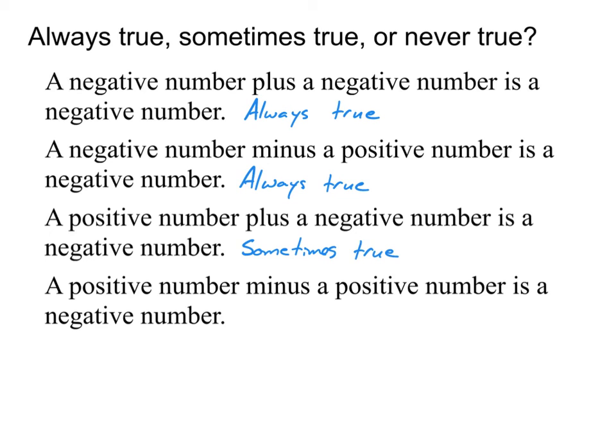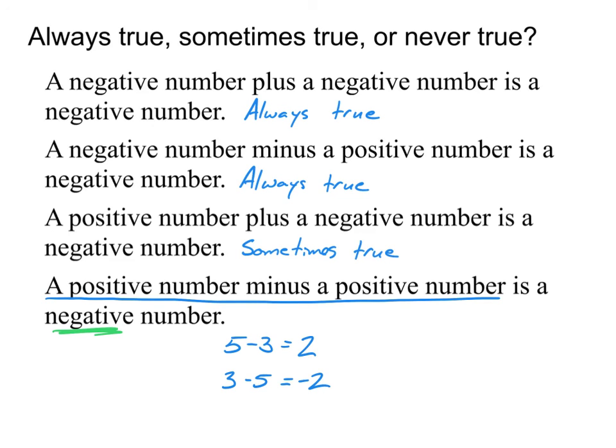And that brings us to our last statement, which is a positive number minus a positive number. Once again, we're going to try this out. Let's try 5 minus 3 first. 5 minus 3 is a positive 2. Let's switch the order: 3 minus 5. 3 minus 5 equals negative 2. Like the last one, we saw that depending on the order of the numbers, it might be positive and it might be negative. Therefore, this one will also sometimes be a negative number, and so we answer sometimes true for it.